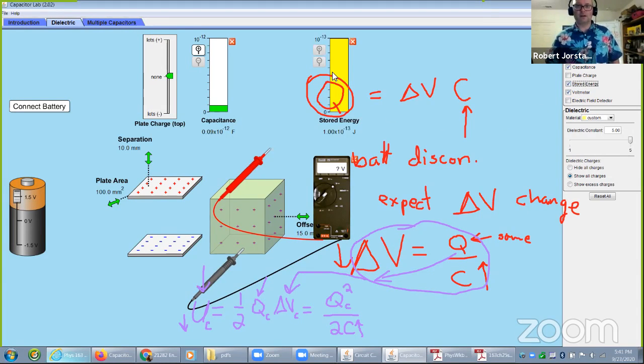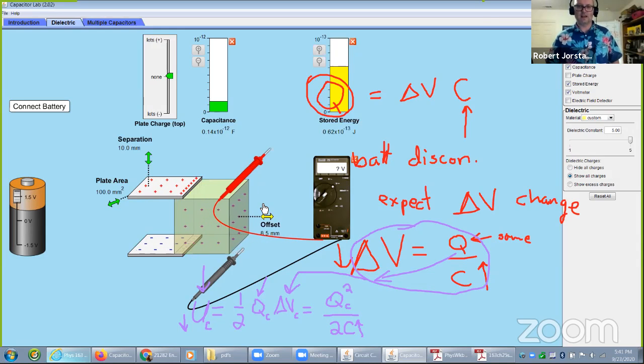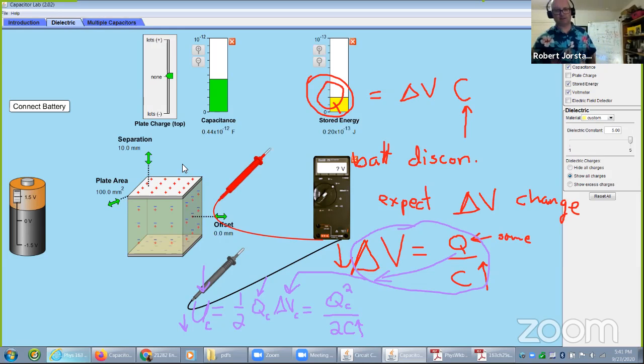Stored energy. All right, so let me do this. I'm going to start bringing this in. It says I have 1 joule, or 1 times 10 to the minus 13. And as I bring this in, I actually have less energy. Where did that energy go?